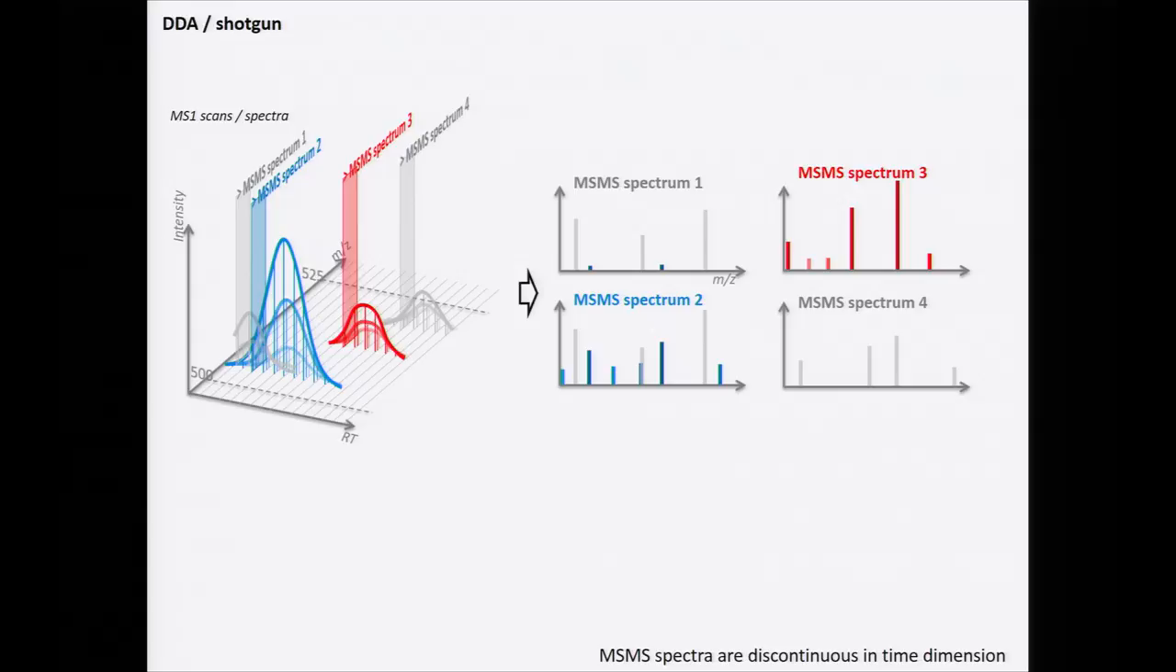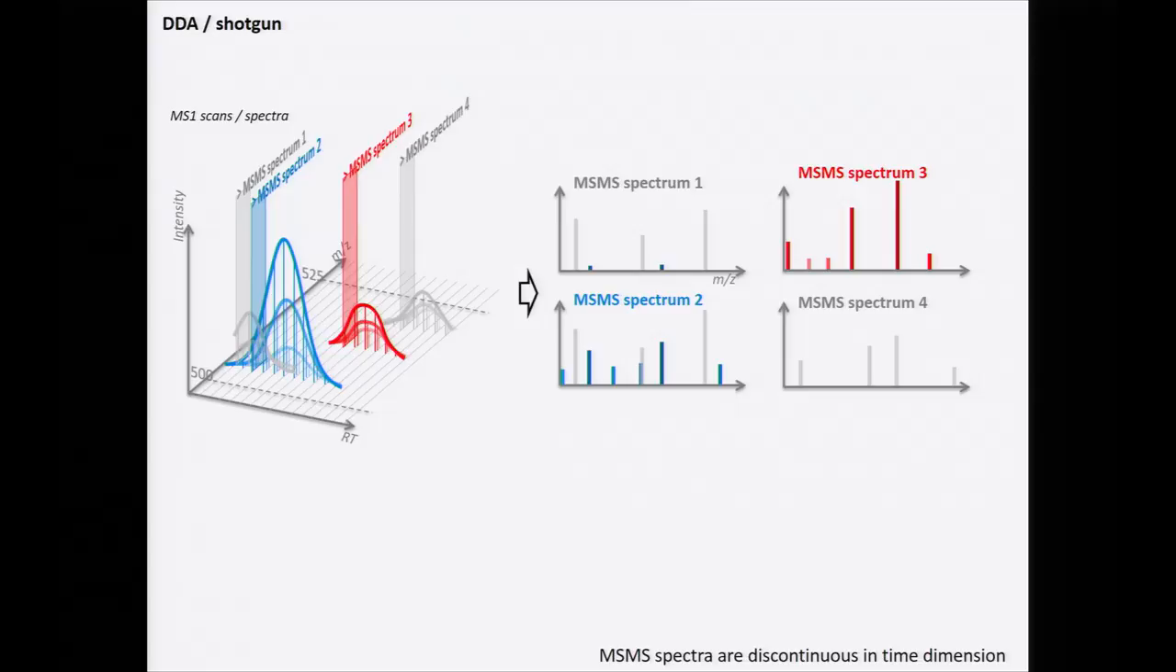And here the idea of this box is basically to give you an idea about the isolation width of the mass spectra on that specific precursor. And you see that at that scan here, it selected the gray precursor, and you get one single snapshot recording of that MSMS spectra of that specific peptide.